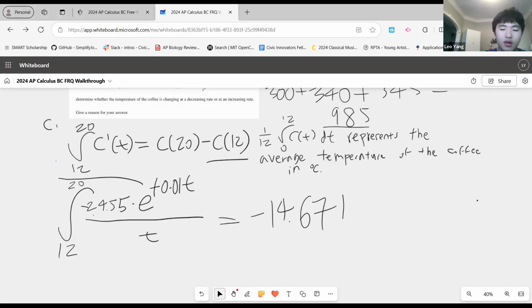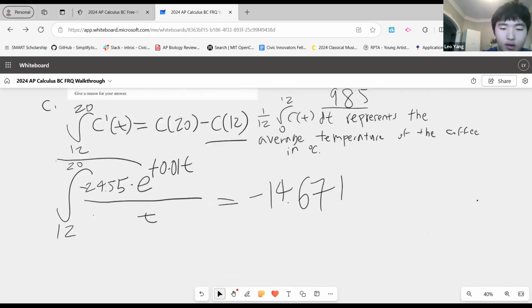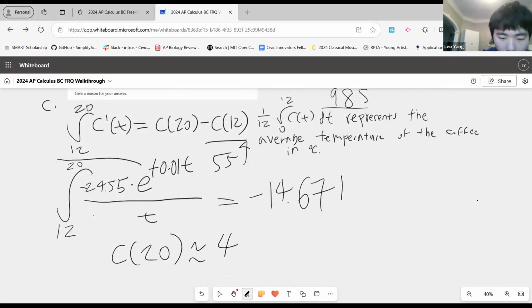671. So, and we know C of 12 is what again? C of 12 is 55. So we can just add C of 12 to this value, and we get 55 plus this answer, so C of 20 is approximately 40.329. And we have solved part C of this question.